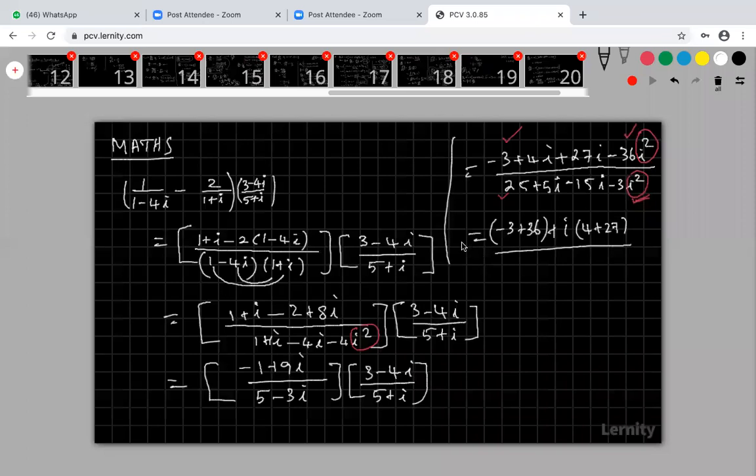So today we are going to discuss only the complex number problems. Next class onwards, we are going to start the new chapter.